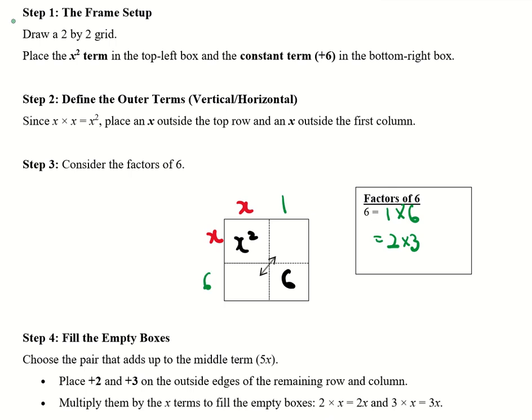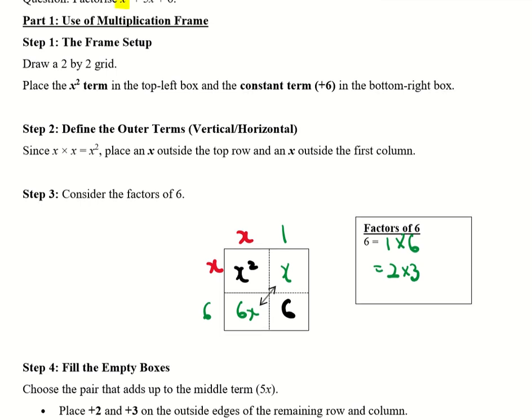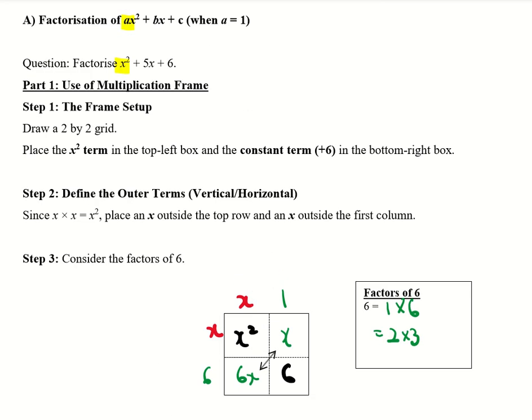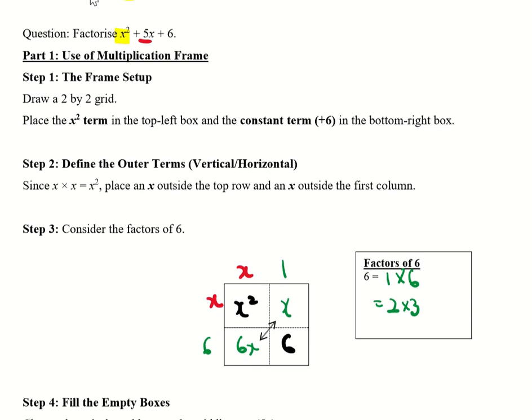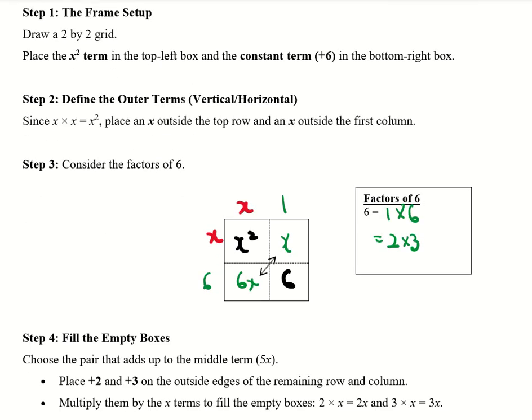I multiply 1 by x, I get x. I multiply 6 by x, I get 6x. I check that 6x plus x is 7x, but it doesn't give me back the 5x over here. And therefore I have to change it to 2 and 3. So if I change it to 2 and 3, I realize when I multiply them, I get 2x and 3x, and add them together, it adds up to the middle term 5x.